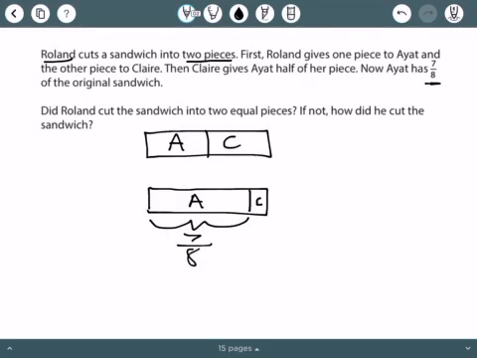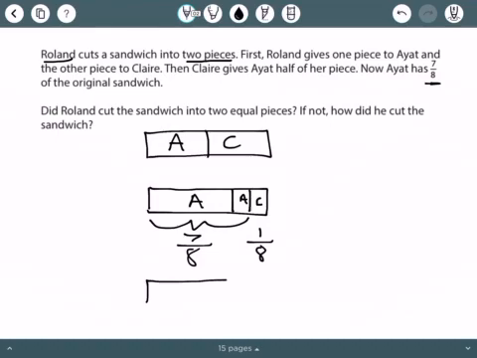Now, we don't know how much Claire gave, or do we? Because we know here that if Ayat has 7/8, Claire must have here 1/8. And we also know that Claire has just given her other half of her piece to Ayat. So that piece she gave to Ayat. Now, to work out how it was originally cut by Roland, we can double the 1/8 there to find out how much Claire actually had to start with.